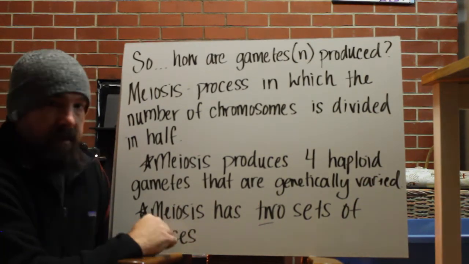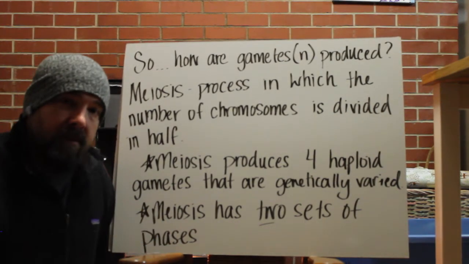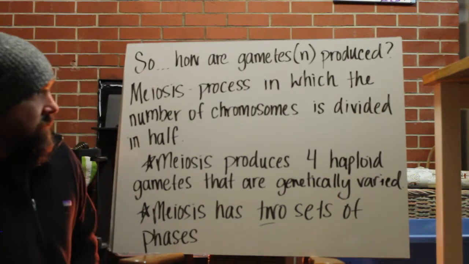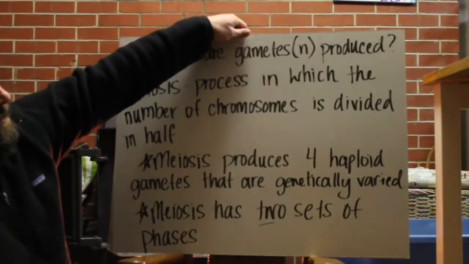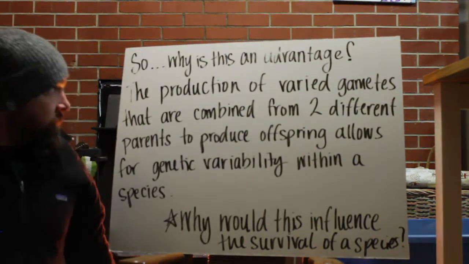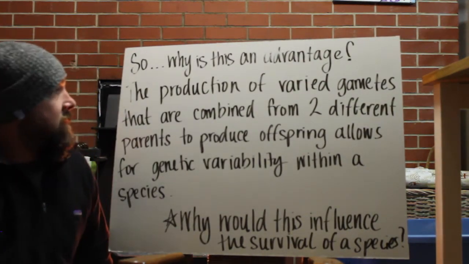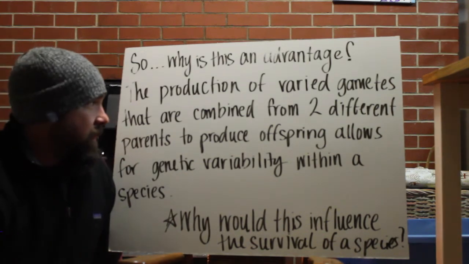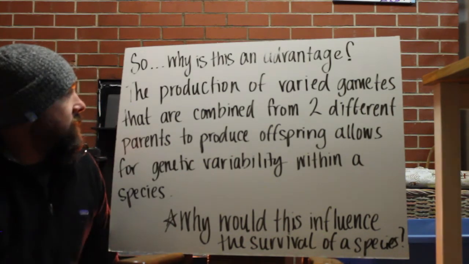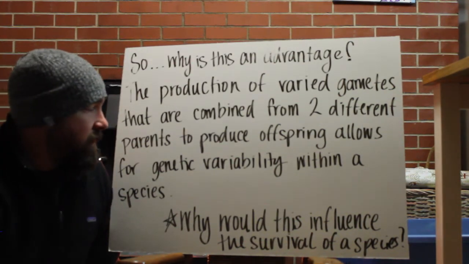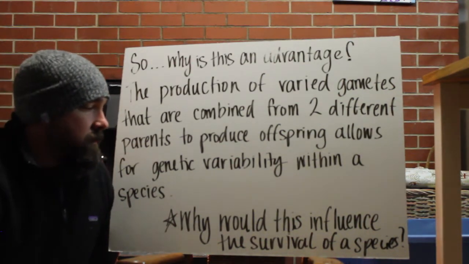Meiosis has 2 sets of phases, whereas mitosis only has 1 set. Meiosis has 2 sets of phases, so there's 2 different divisions. So, what are the advantages? The production of varied gametes that are combined from 2 different parents to produce offspring allows for genetic variability within a species.